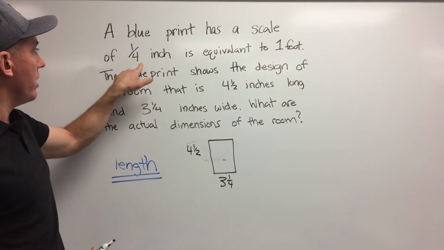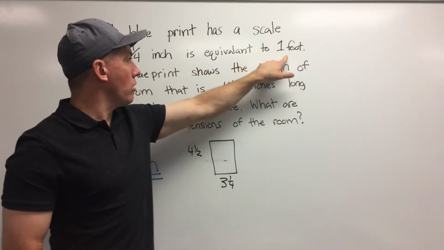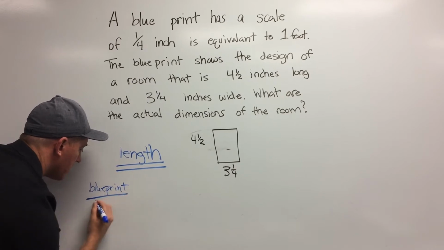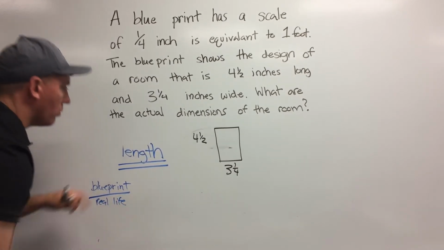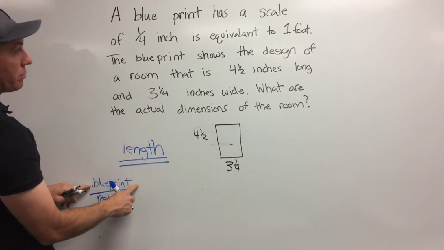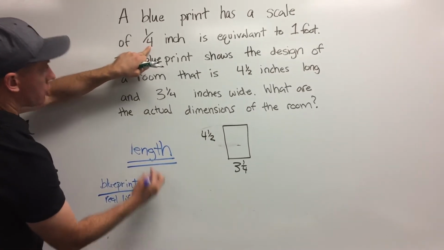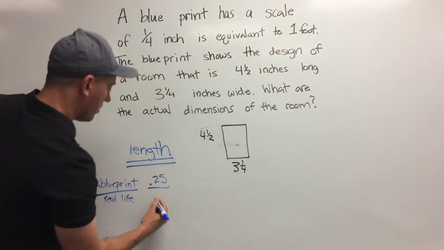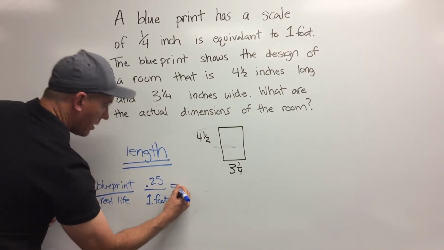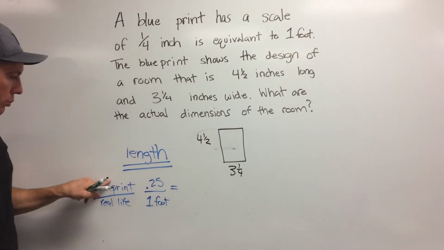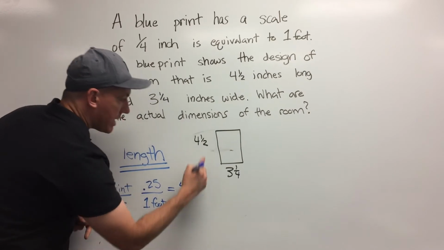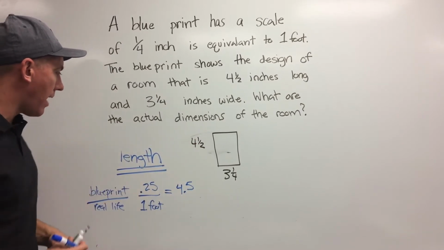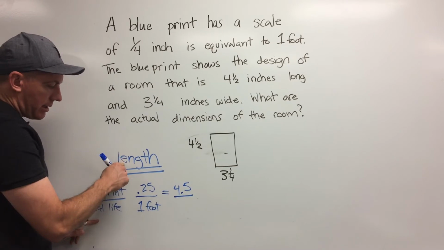All right, so on the blueprint, we're comparing 1/4 inch is equivalent to 1 foot. So let's go with blueprint to real life. Well, his length is 4.5 on the blueprint. So on the blueprint, we have 1/4 inch. 1 divided by 4 gives you 0.25. And in real life, that's equal to 1 foot. Equals, his blueprint is 4.5 inches. And the question is, how big is the length in real life?